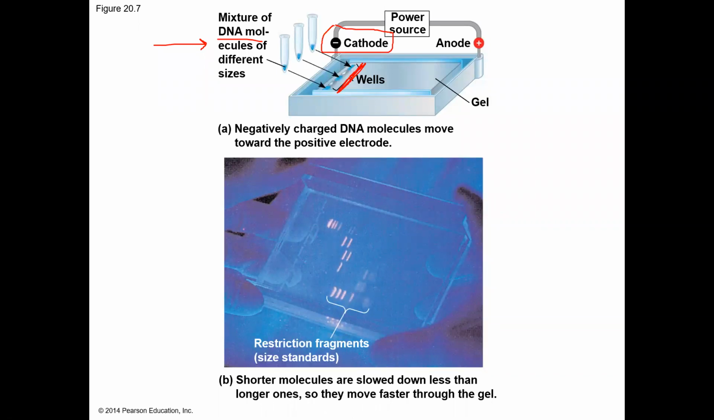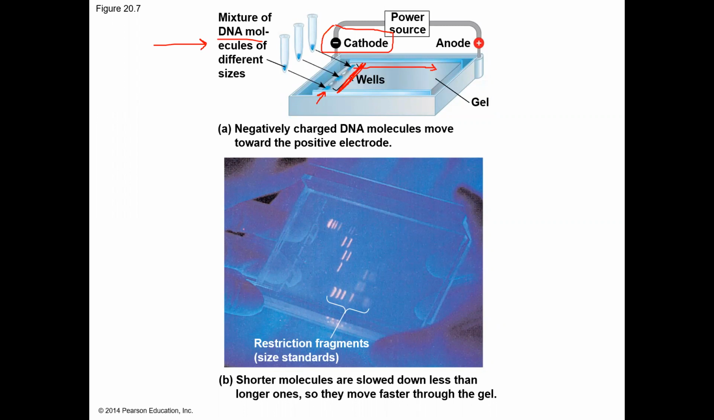Because what you're going to now do after you've loaded all of your samples in the wells here, you're going to put a cap on top of here, and you're going to add an electrical charge to it. Well, since DNA is negatively charged, it's going to move away from that negative cathode, and it's going to move towards the positive anode.